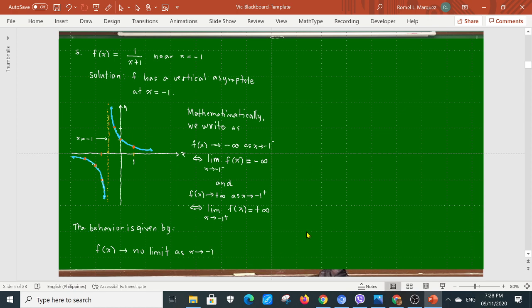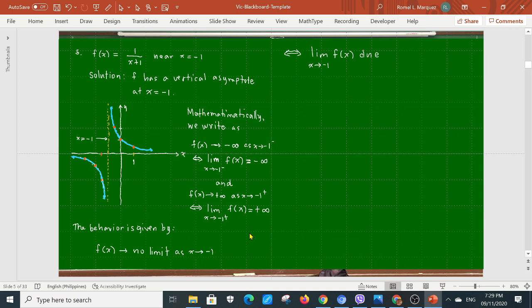Or equivalently, we write these two behaviors as: the limit as x approaches negative 1 of f of x does not exist. Again, the limit of f of x as x approaches negative 1 does not exist. Actually, it is enough to determine one side only to know whether the limit does not exist. But if you want to have the specific behavior, this is how you do it.